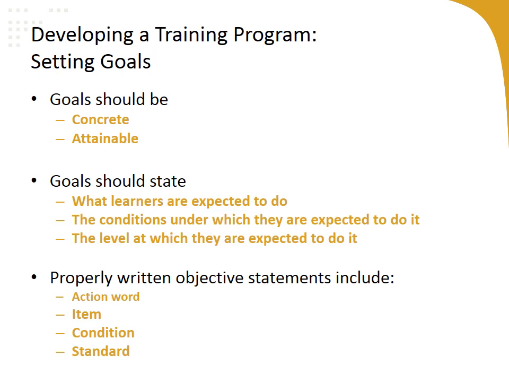The first step in developing a training program is to establish the goals and objectives for the training. So you need to know what you're trying to accomplish before you can start accomplishing it. The goals and objectives of the training program must be feasible too.